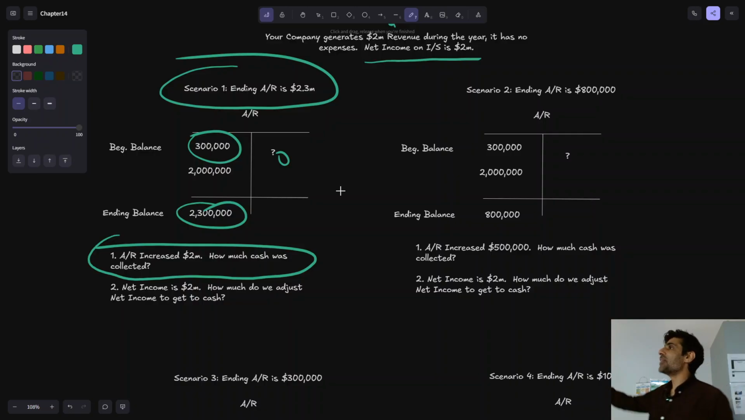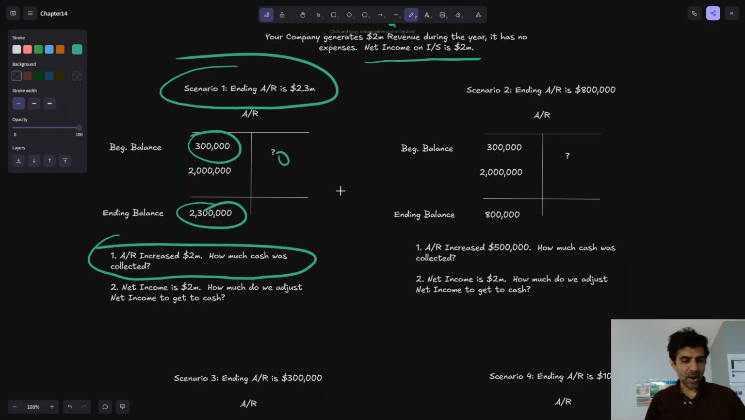So we have net income of 2 million, but we should have zero cash flow. Do we agree with that? Because no one paid. We have no expenses. Our net income is 2 million, but we didn't bring in any cash flow because all 2 million of that revenue was from accounts receivable, and we collected no money.